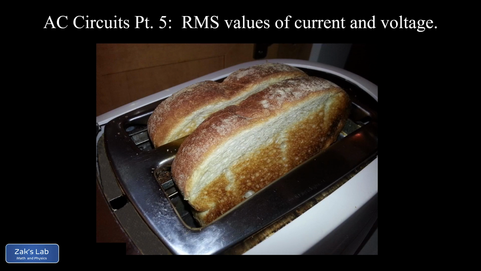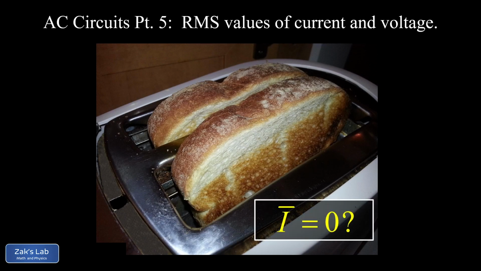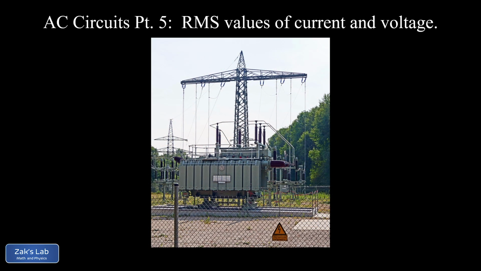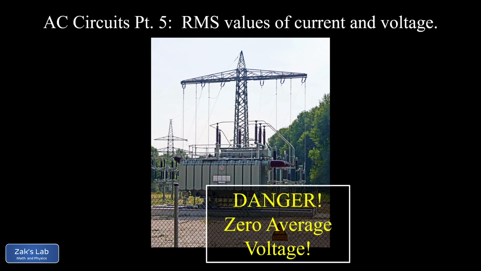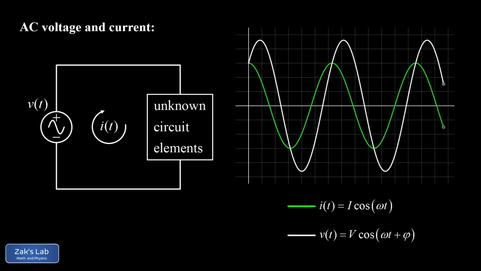What if I told you that the average value of current in your toaster is 0, even as it's browning your toast? Or that the warning sign on a power substation should actually say, danger, 0 average voltage? These absurd results are exactly what we get if we take a naive approach to averaging current and voltage in AC circuits. So in this video, we're going to figure out exactly what's going wrong here and how to fix it.